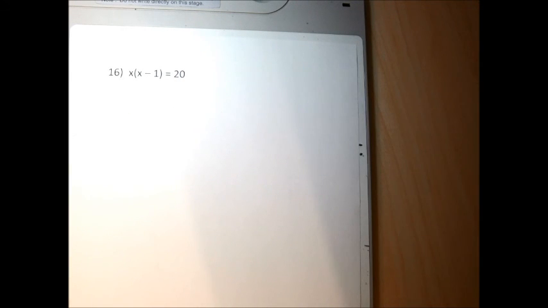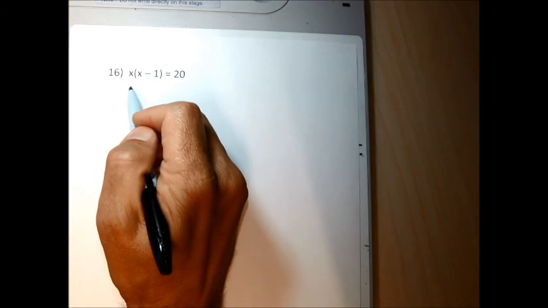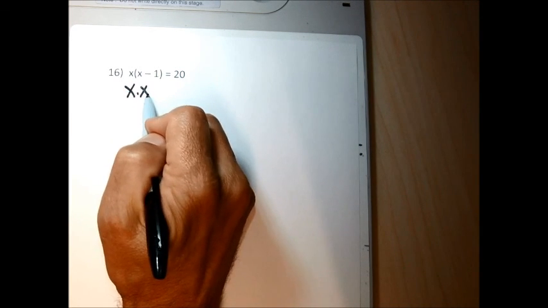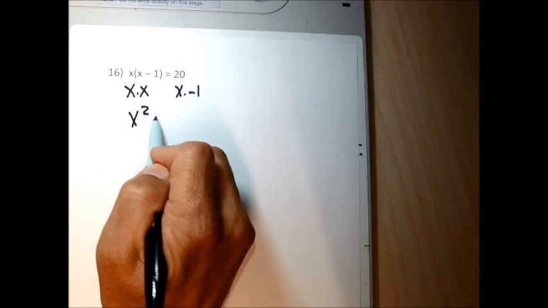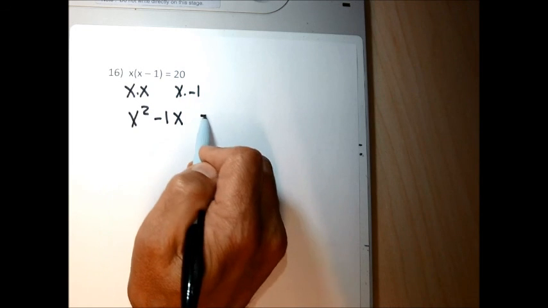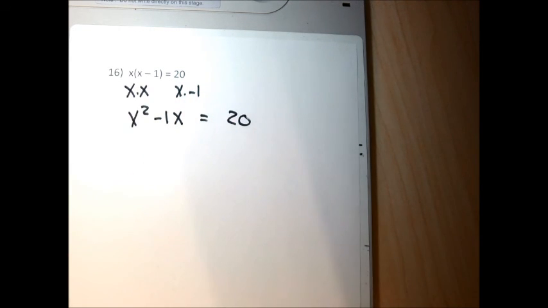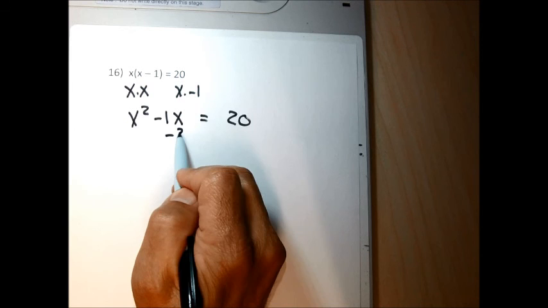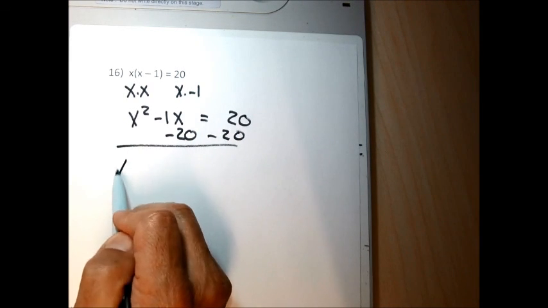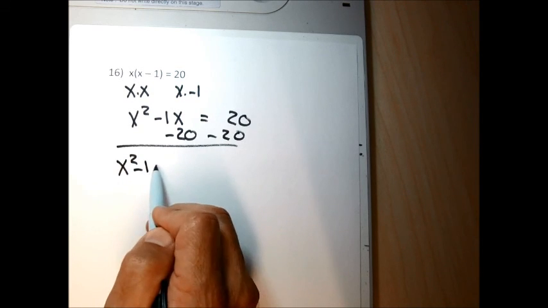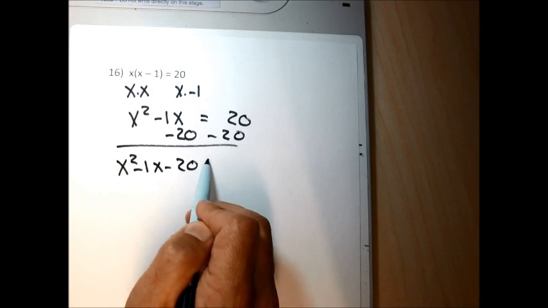For 16, it's factored but not set equal to 0, so we have to get rid of the factoring, set it equal to 0, and refactor before we can solve for x. So I'm going to clear the parentheses on the left side by going x times x and x times minus 1. That will give me x squared minus 1x on the left side equal to 20 on the right side. I'm going to set it equal to 0 by minusing 20 from both sides. That's going to give me x squared minus 1x minus 20 equals 0.